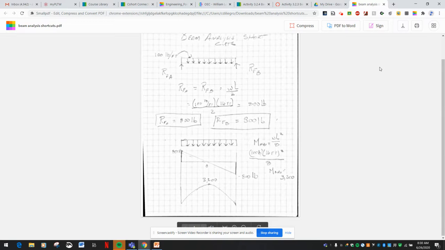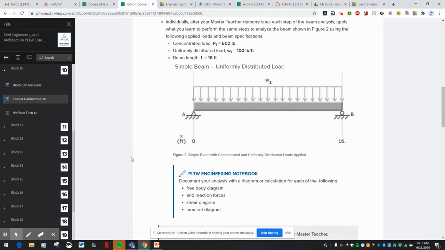The maximum moment formula is the distributed weight times the length squared. So we have 100 pounds times 16 feet squared divided by 8. So our maximum moment, therefore, is 3,200. And again, sorry for my not being able to draw a very good parabola there.